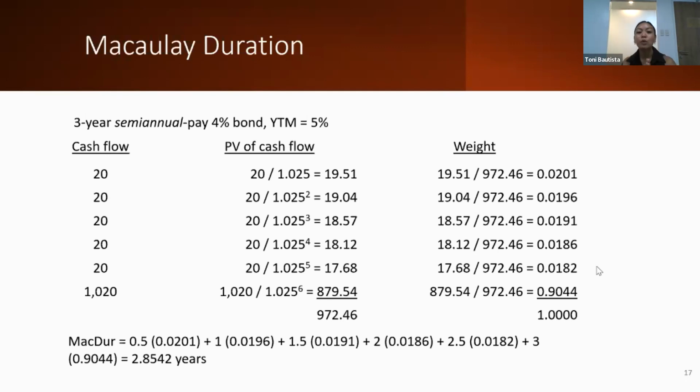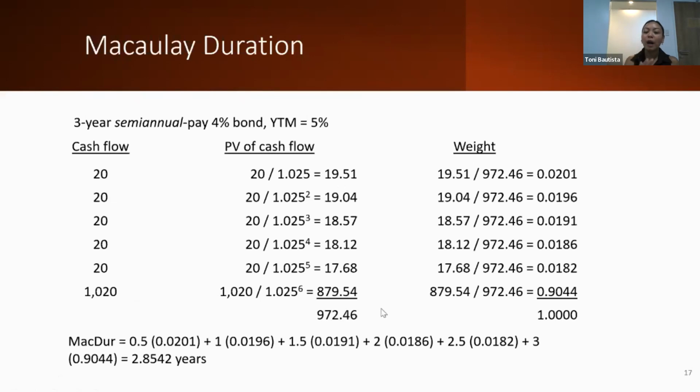So essentially, we would do the same. We will lay down all of the cash flows of the bond, and then we will compute for the present value of the cash flows. And then we will again compute for the weight. And again, incidentally, 972.46 would be the price of this specific bond.